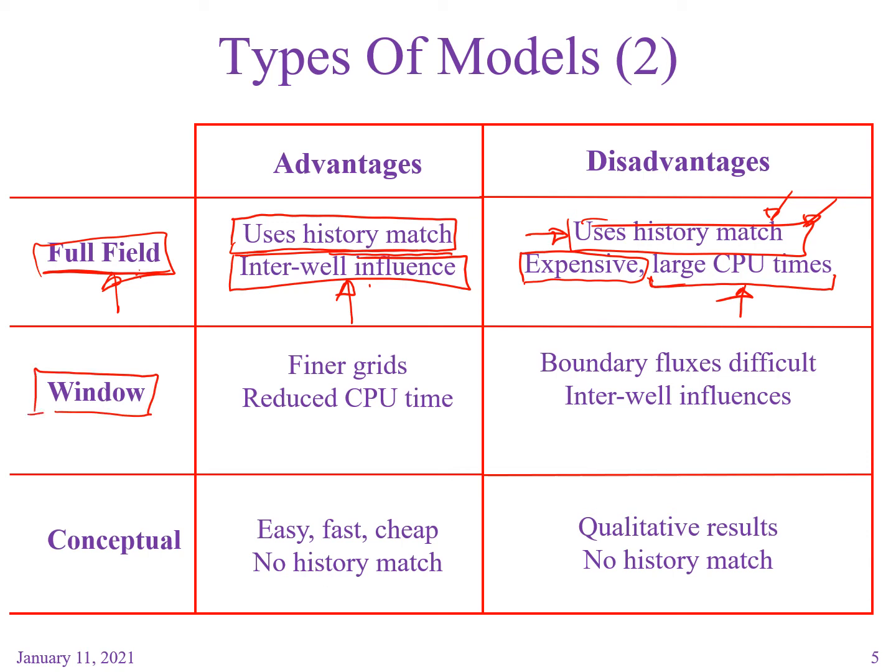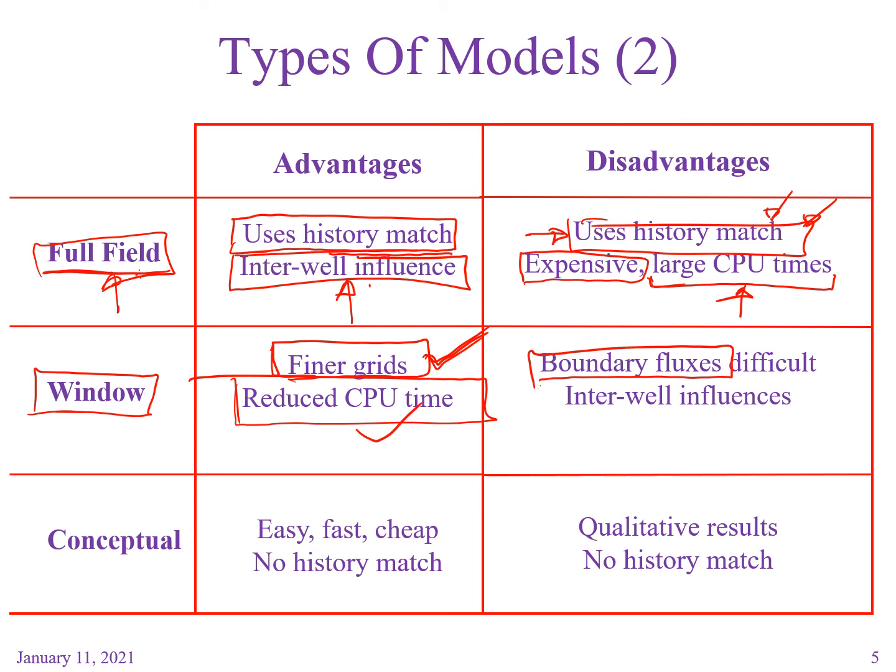The advantage of using a window area model is that you're able to use finer grids. And finer grids means more accurate numerical solution process, right? Because the finer the grid is, the less is the truncation error. And because it's smaller, you are able to get your results in much less time.